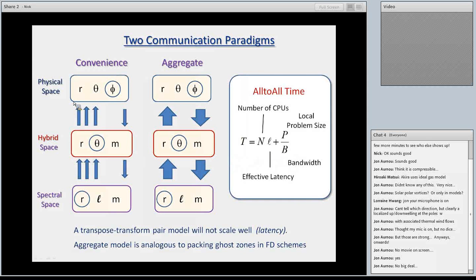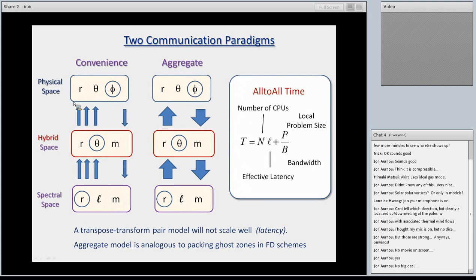Any field that you need to build a nonlinear term, you can transform and transpose independently. That's indicated by the little arrows here. So you have many little arrows on the left moving from spectral to hybrid to physical space, and then one arrow coming back down the chain on the right hand side. Or you can do what I would call the aggregate method, which is that you pack this big buffer, take one big transpose, move it up, move it back. What's interesting is that if you think about this, how long should an all-to-all actually take?